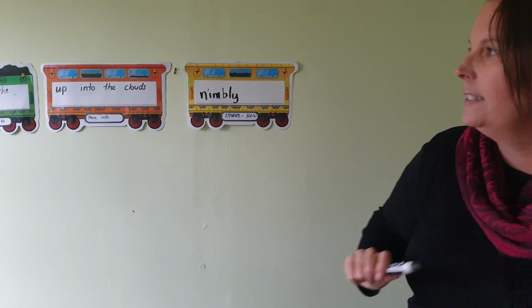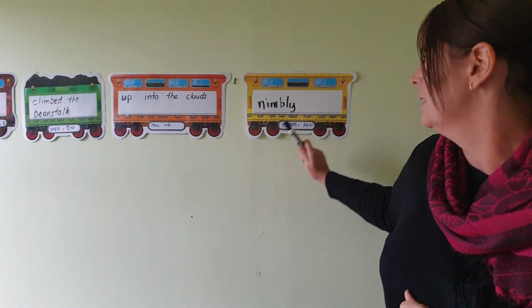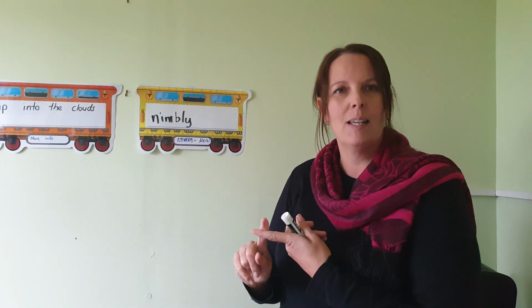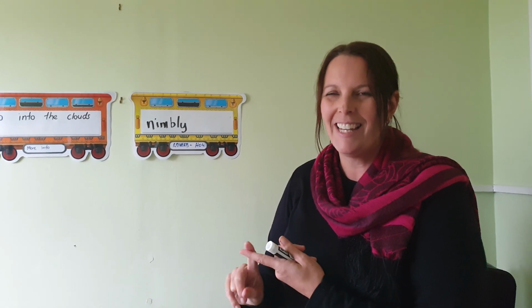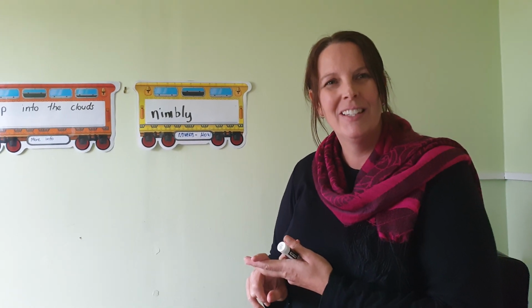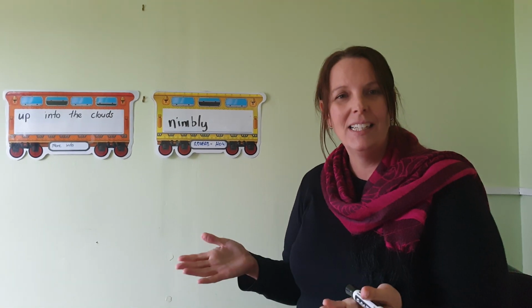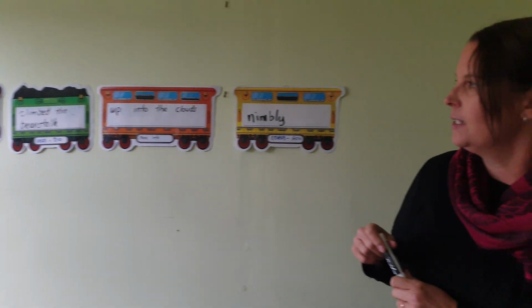Right, let's read our sentence. Jack climbed the beanstalk up into the clouds nimbly. Right, does that make sense? Does it have a subject? Yes, what's the subject? That's right, Jack. And what did he do? That's right, he climbed the beanstalk. How did he do it? Nimbly. Right, so this is our simple sentence.